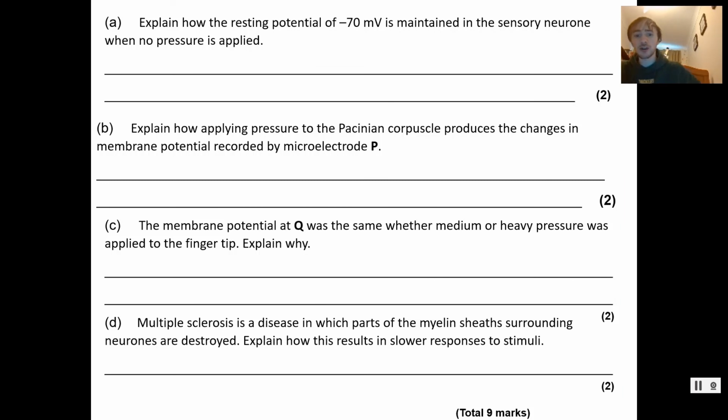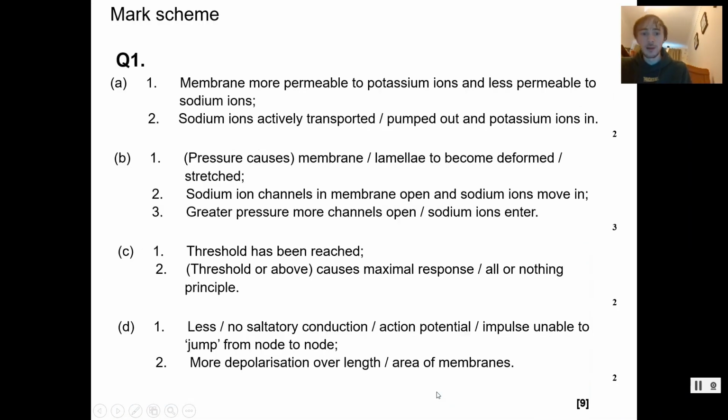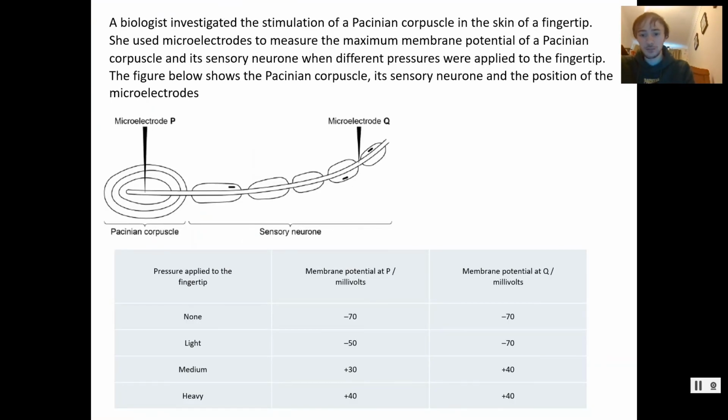C. The membrane potential at Q was the same whether medium or heavy pressure was applied to the fingertip. So basically, regardless of whether you do medium or heavy pressure, you get the same size action potential, and that's predictable. Threshold has been reached. Threshold causes maximal response, or the all or nothing principle. So the first thing is, why do we get an action potential at all? Why is it different to light pressure? Why is it not minus 70? Well, because we've reached the threshold.